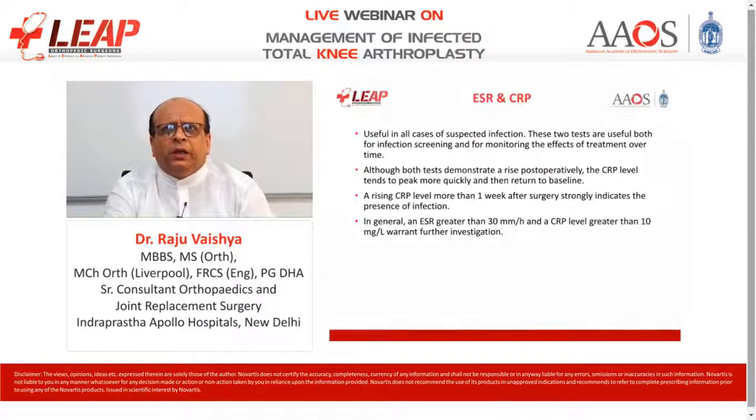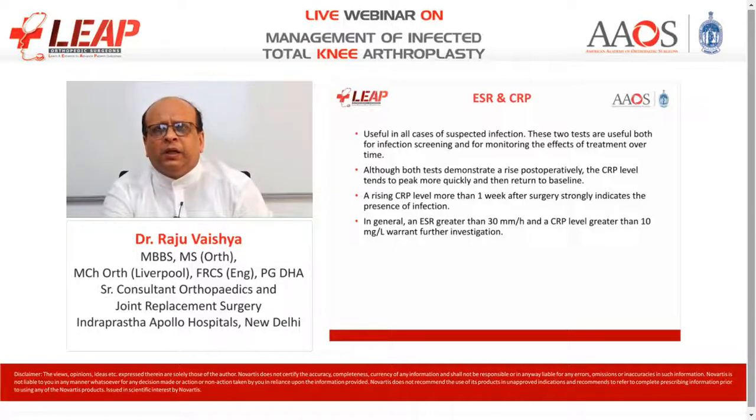The most commonly done and useful tests to diagnose infection are ESR and CRP, which are universally available. These are useful in all cases of suspected infection. These two tests are useful both for infection screening and monitoring of the treatment over time, and hence it is mandatory to do serial ESR and CRP testing in cases of suspected infection. Although both tests demonstrate a rise postoperatively, the CRP level tends to peak more quickly and then return to baseline more quickly than ESR.